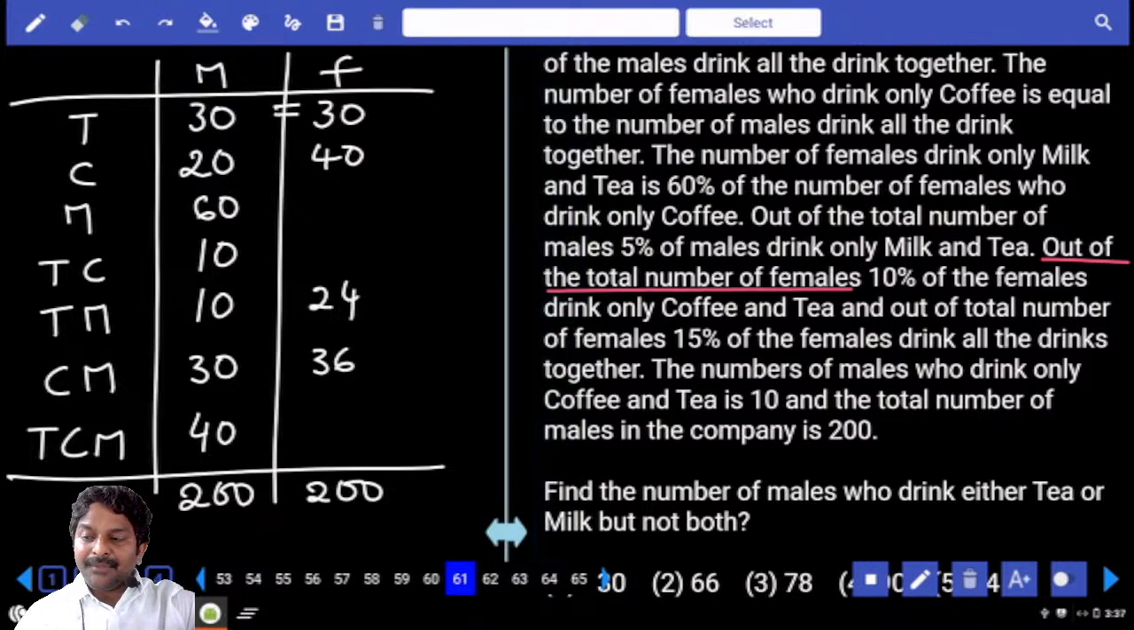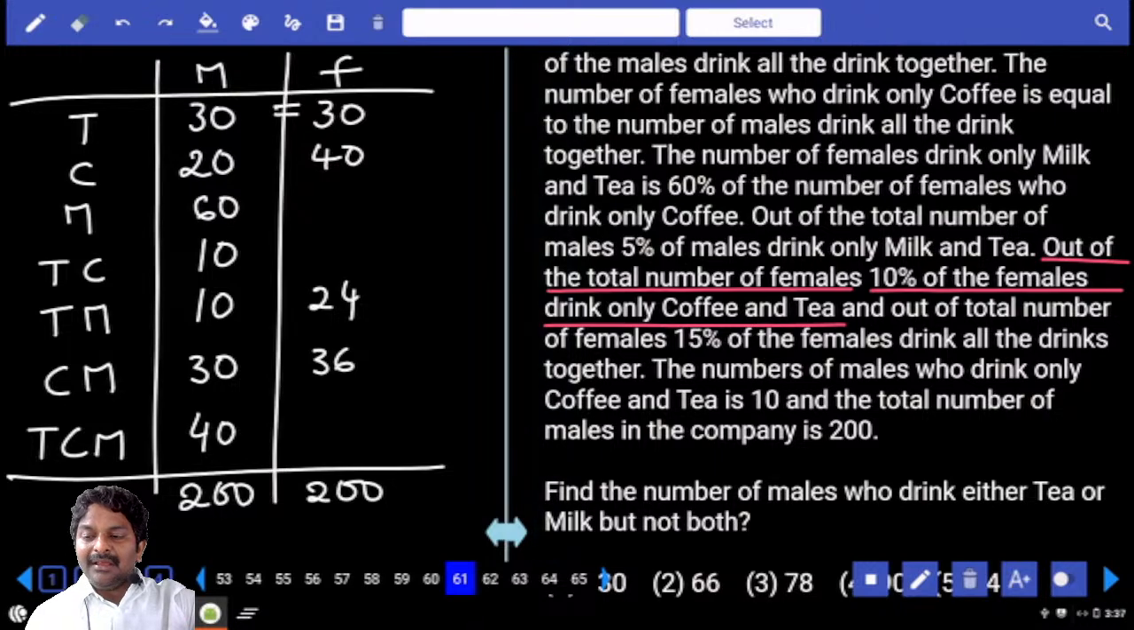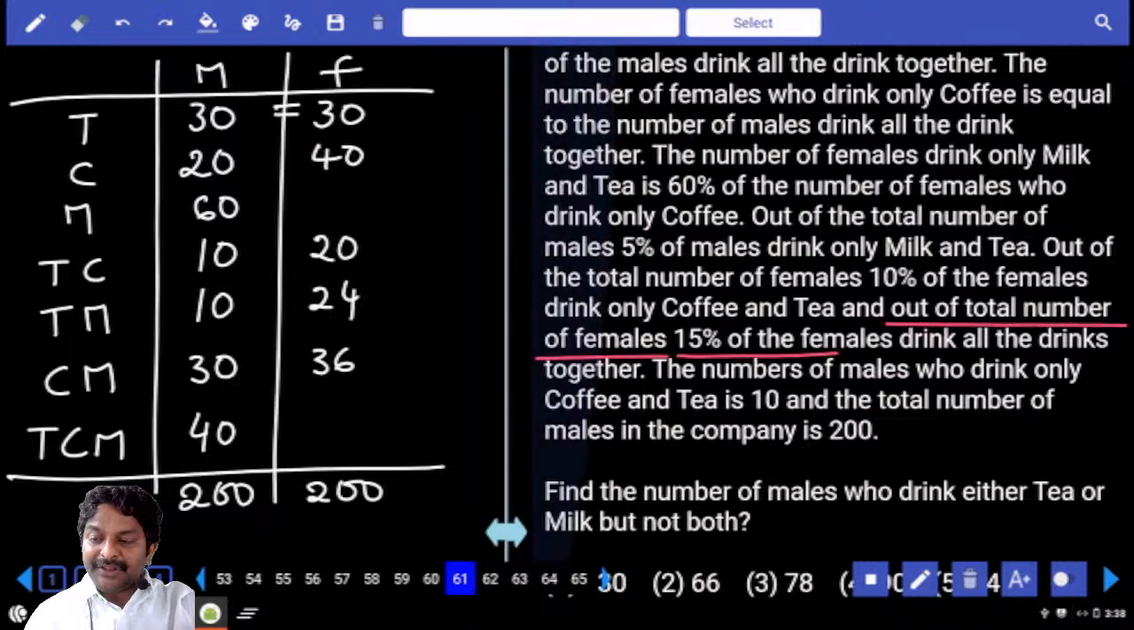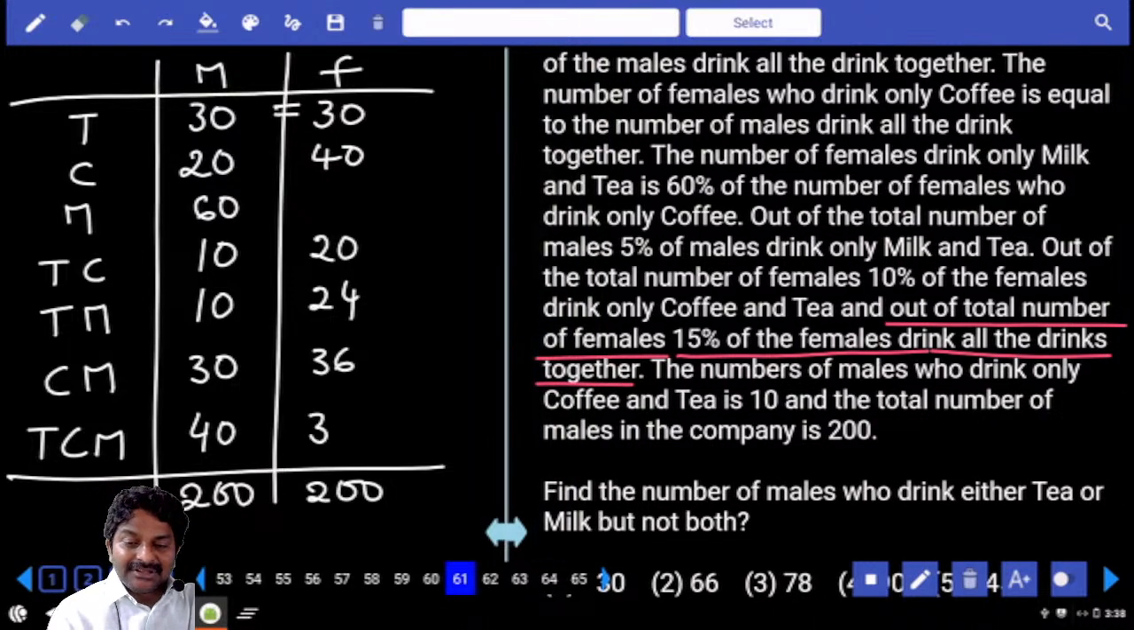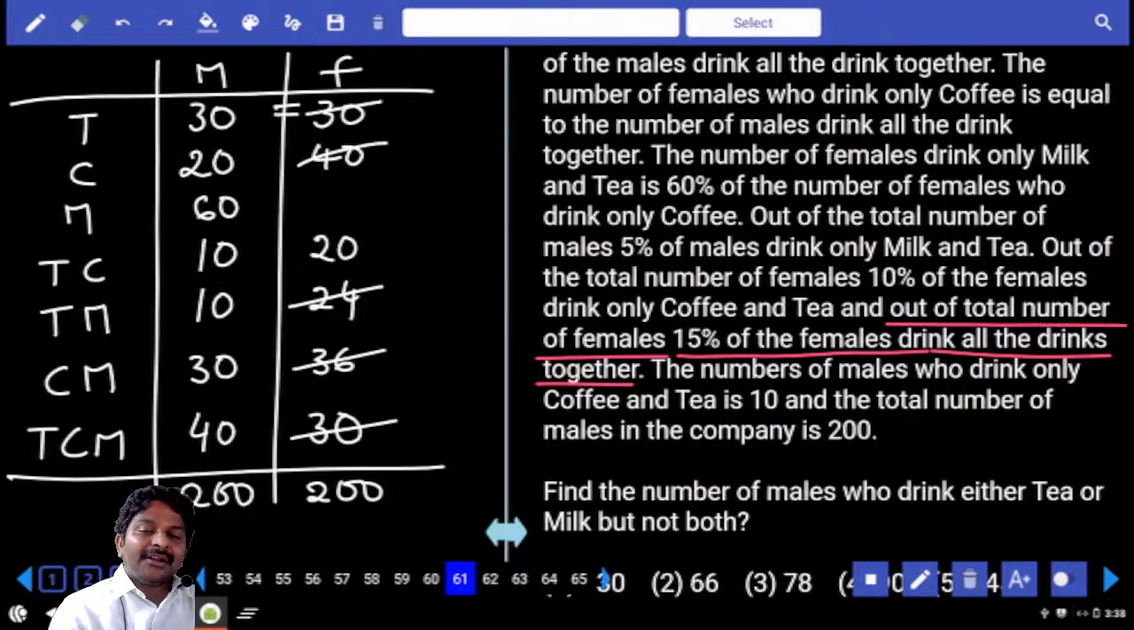Out of total number of female, 10% of the female drink only coffee and tea. 10%, 20. Coffee and tea, 20. And out of total number of female, 15% of the female, which is 30, drink all three. This is 30. Then when you add everything in female, that also should be equal to 200. 24, 36, 60, 30, 90. 30, 40, 20, 90. 90, 90, 180. Leftover value, 20 comes here.